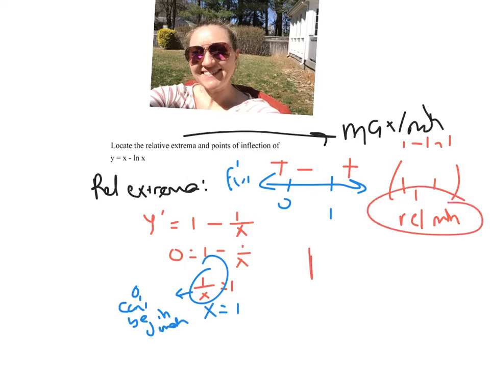Your possible points of inflection are when your second derivative is 0. So you want to take your second derivative, the derivative of your derivative. If you forgot how to take the derivative of 1 over x, change it to x to the negative 1. So feel free to turn that into your what?